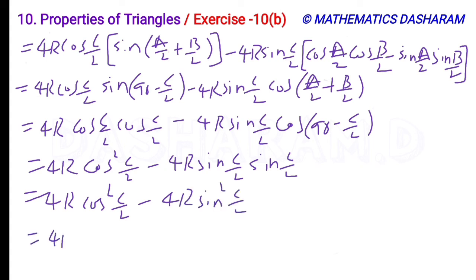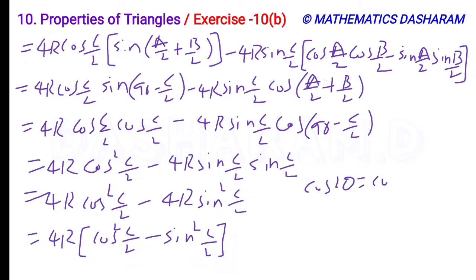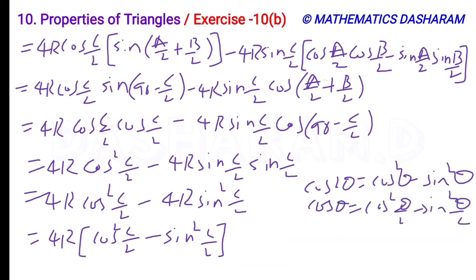So now we can take the 4R common. Then cos²(C/2) minus sin²(C/2). So actually the cos 2θ formula is cos²θ minus sin²θ. From this formula, cos²(θ/2) minus sin²(θ/2), so 4R times this is exactly cos C. So it is the RHS, so hence proved.